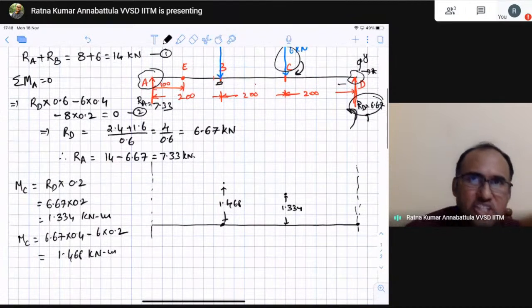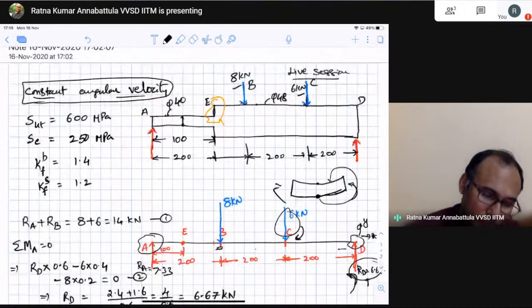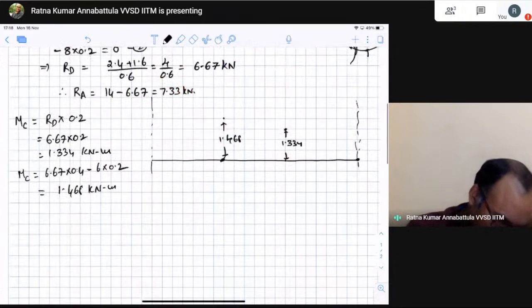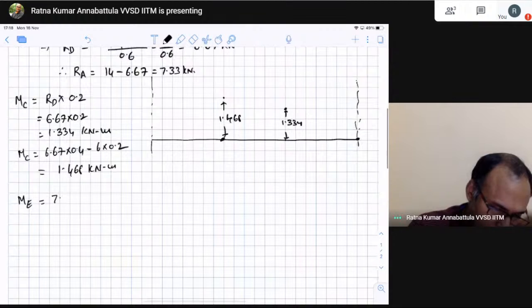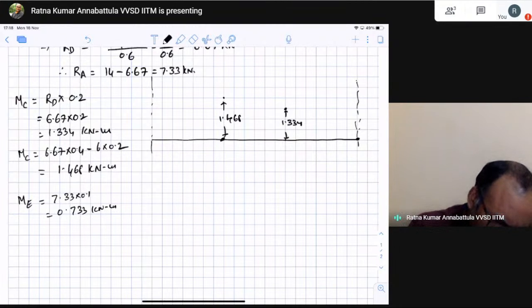But there is another interesting point here, that is E. Where do you think your bending moment is going to be? What will be the bending moment at E? So bending moment at E will be, you can actually add them all, or you can come from this side, that 7.33 into 0.1. That is 0.733 kilonewton meter. So that would be somewhere here, because it's 1.33, 0.733.